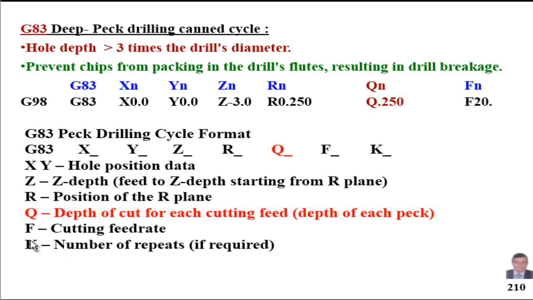F is the cutting feed rate. And again, some controllers allow K, similar to G82, but we don't consider it here. If we consider K, it means the number of times that drilling might be repeated, or that cycle may be repeated so many times. Let us see a schematic diagram of that process, how it looks like.